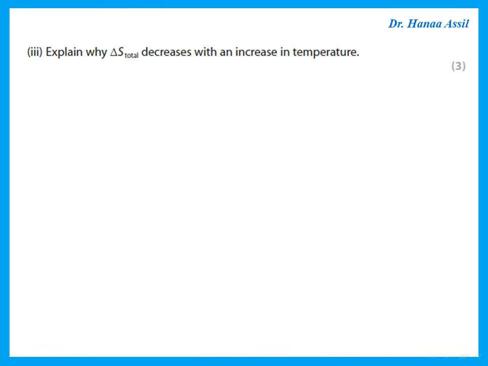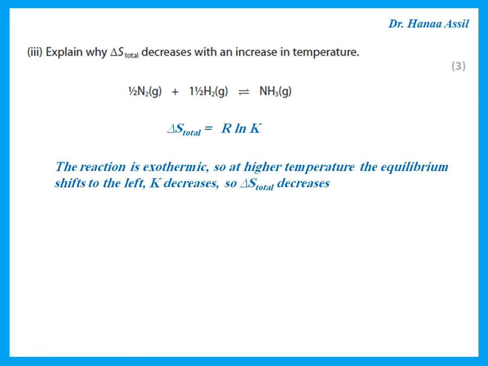Explain why delta S total decreases with an increase in temperature. We just said that delta S total is R ln K. So if the delta S total decreases, what happens to the K? If the K decreases, that means we already know that the reaction is exothermic. So at higher temperatures, the equilibrium shifts to the left. The forward is exo. So at high temperature, the equilibrium shifts backward or to the left. That means K will decrease, and that means delta S total will decrease.